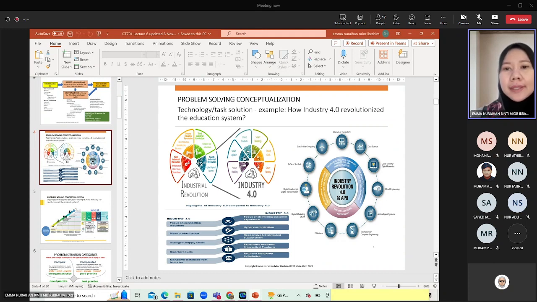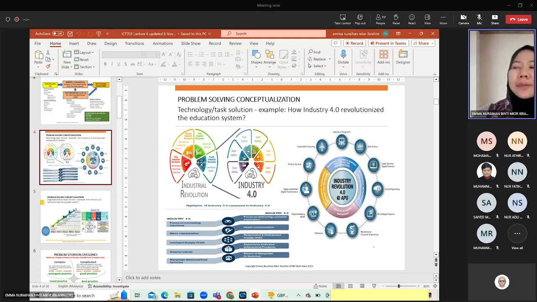Okay, so problem conceptualization. This is just a sample of how Industry 4.0 revolutionized the education system, just to give you a picture from the theoretical aspects of Industry 4.0 and how it shapes the learning process nowadays. Okay, and I actually take this from APU. APU stands for apa ya? Asia Pacific University. This is how they conceptualize the learning environment, whoever studies in APU. This is where their vision and mission are related to Industry 4.0.